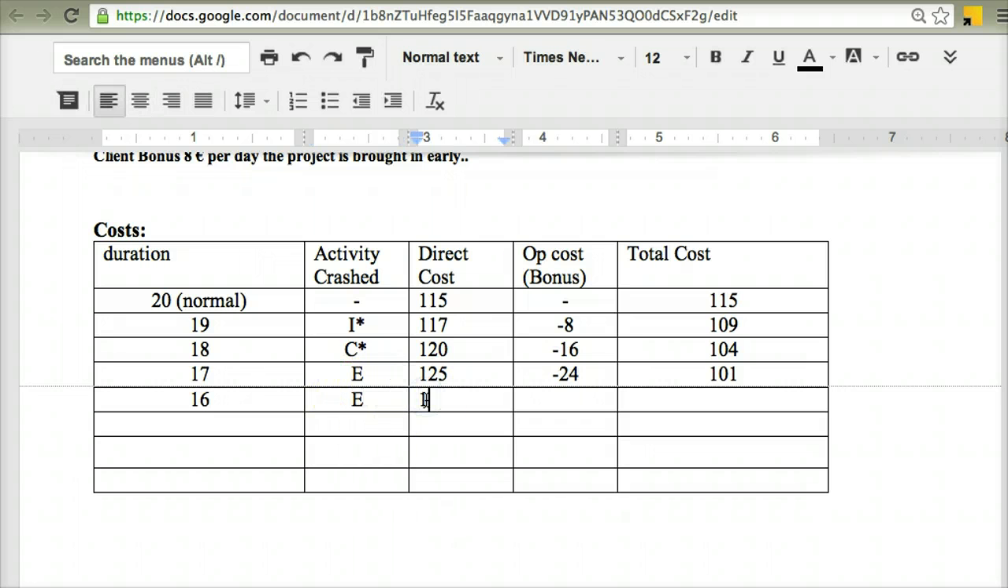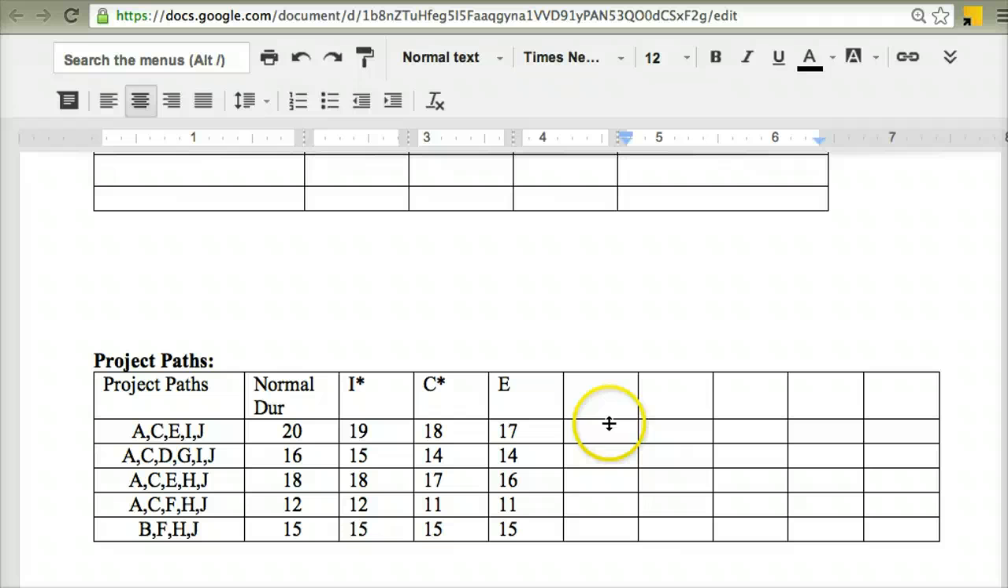It's going to cost me €130. The opportunity cost is minus 32, and the overall cost there is €98. Going in the right direction, everything is good. Again, I'm going to keep track of crashing E by another day, how that's going to change my different paths.